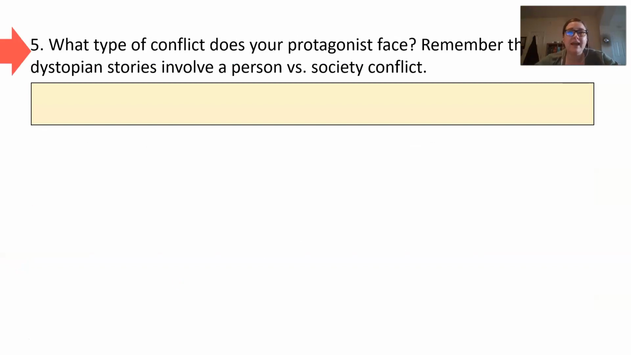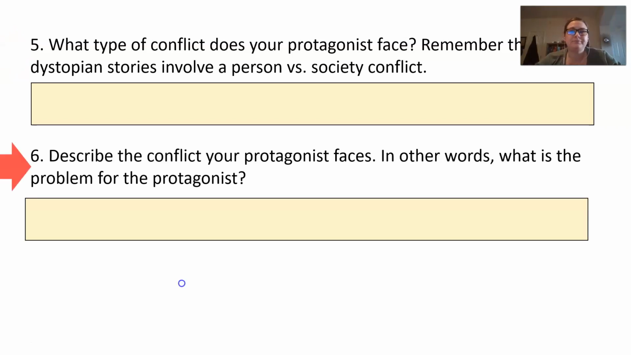So for question 5, I'm going to ask you to think about the conflict that your protagonist faces. Remember, most dystopian stories involve a person versus society conflict, because the story is about the problems in the dystopian society. So we're seeing the problems that it causes for your main character. However, you might also see an internal conflict, person versus self, something that they are struggling with. You know, how do I fit into the society if I think that it's wrong? Or should I try to rebel against the society and risk my life, or should I not rebel and stay safe?